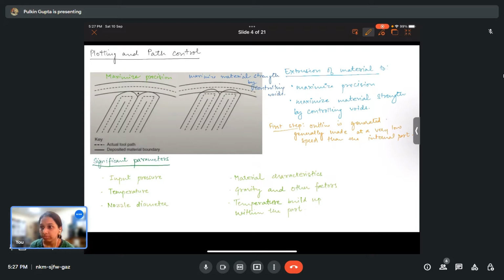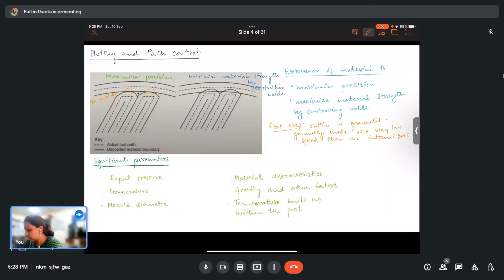Then your internal part is made by having certain intersections, and then these intersections are ordered in either of two ways. One is to maximize the precision, or in a way so that material strength is enhanced. So if we see in the first part, we are maximizing the precision of the geometry by having no overlaps, like here. This is more or less a perfect geometry. Okay, so this is precise.